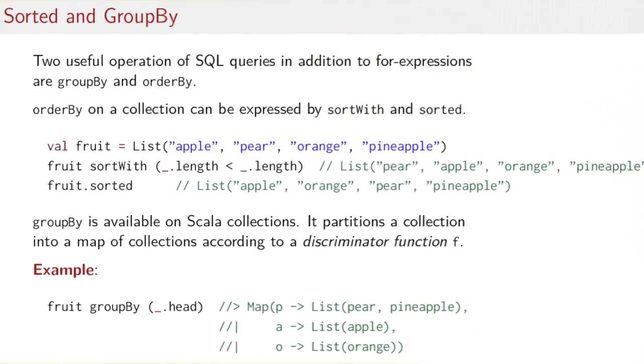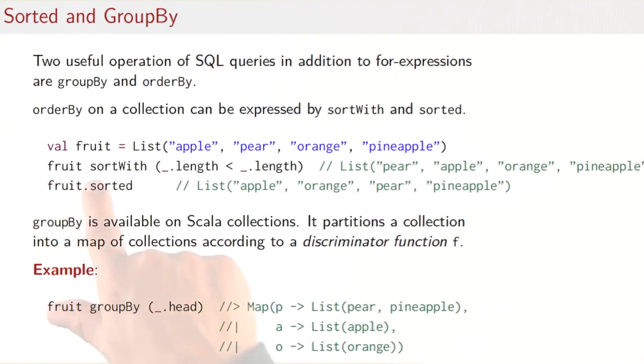For the examples that follow, we need two more operations on collections that both have analogs in queries. In SQL, these operations would be called group by and order by. Order by orders the elements of a collection according to some criterion. That can be expressed in the Scala libraries with methods called sortWith or sorted. So let's say we have a list of fruit here, and we want to sort it such that fruit with shorter names appear before fruit with longer names.